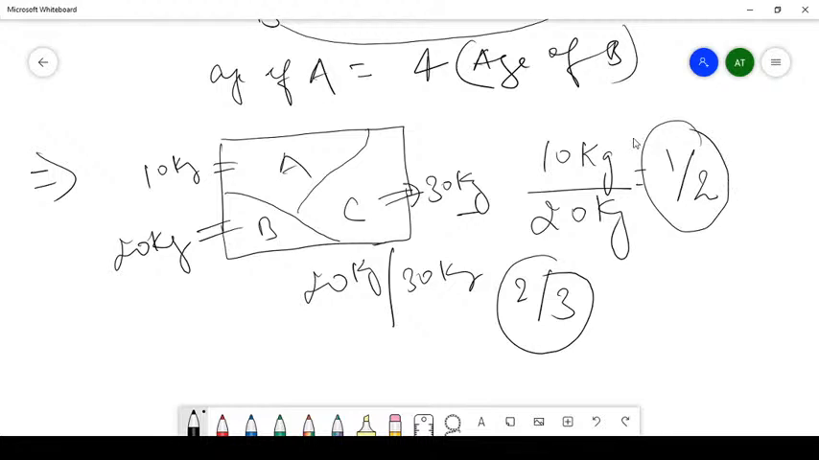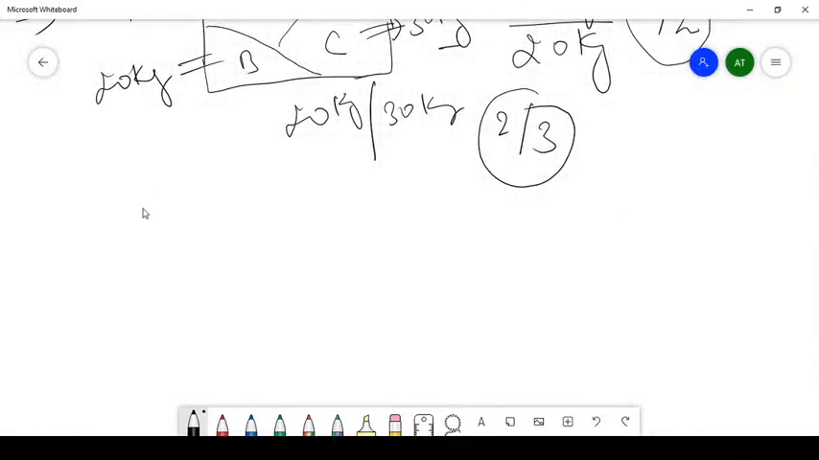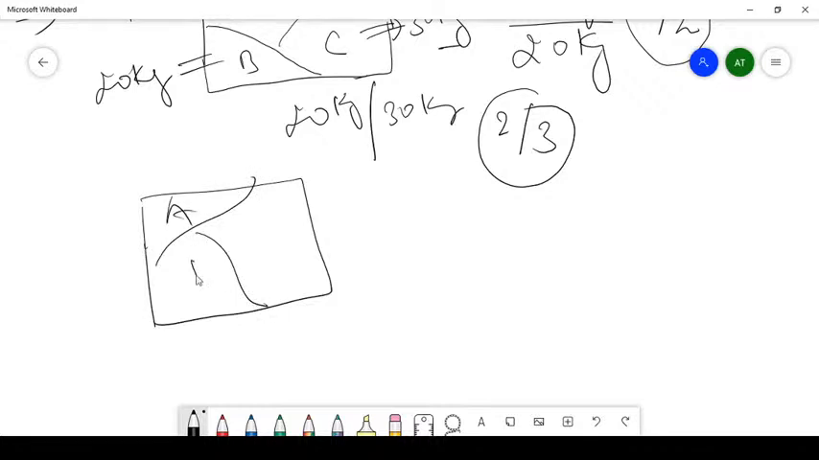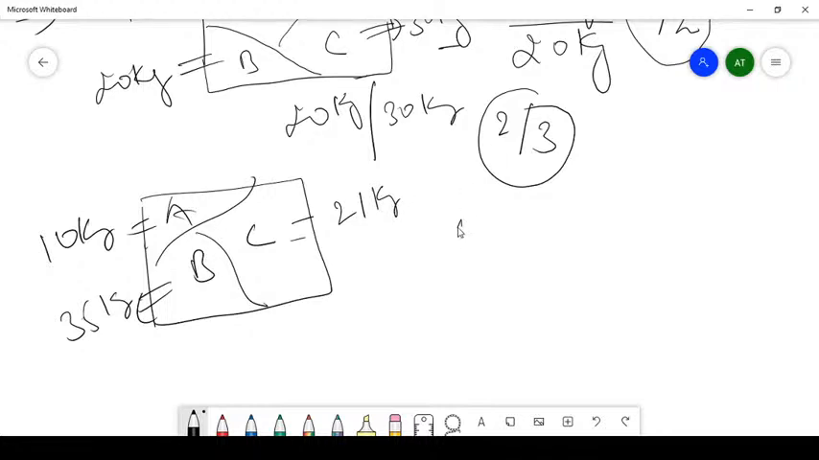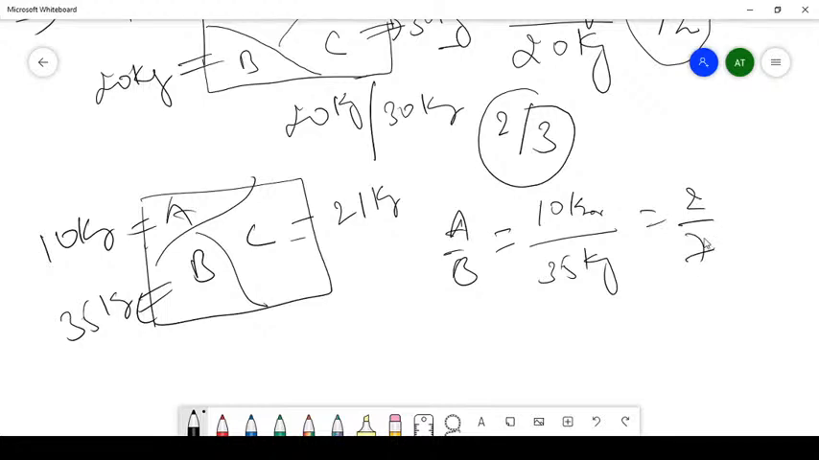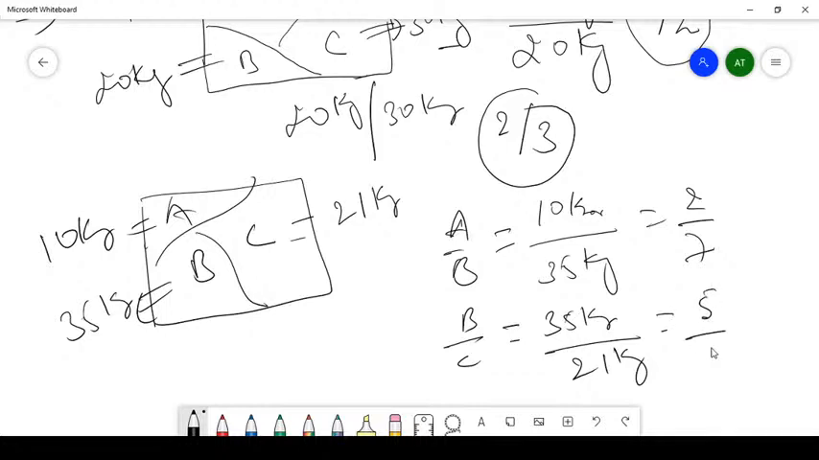Suppose this is A, this is B, this is C. Suppose that A is 10 kg and B is 35 kg, and C is 21 kg, right? And if I want to find the ratio between A and B, then the A and B ratio is 10 kg to 35 kg. That means 2 is to 7. If anyone asks what is the ratio between B and C, then the ratio between B and C is 35 kg by 21 kg. That means 5 is to 3.